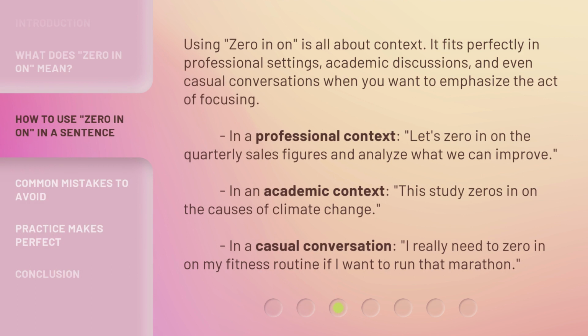Using zero in on is all about context. It fits perfectly in professional settings, academic discussions, and even casual conversations when you want to emphasize the act of focusing. In a professional context: let's zero in on the quarterly sales figures and analyze what we can improve. In an academic context: this study zeroes in on the causes of climate change. In a casual conversation: I really need to zero in on my fitness routine if I want to run that marathon.